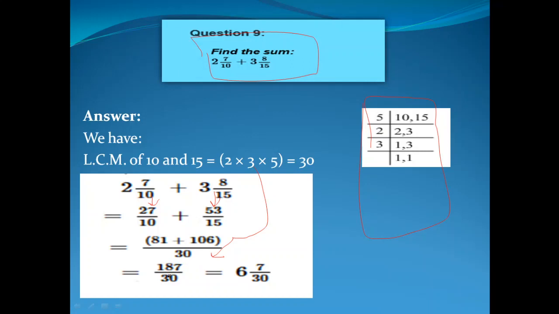30 divided by 10 is 3 times, then 3 is multiplied by 27, we are getting 81 plus 30 divided by 15, 15 twos are 30, and then 2 will multiply by 53. So we are getting 106, and after that we add it and then find the answer.